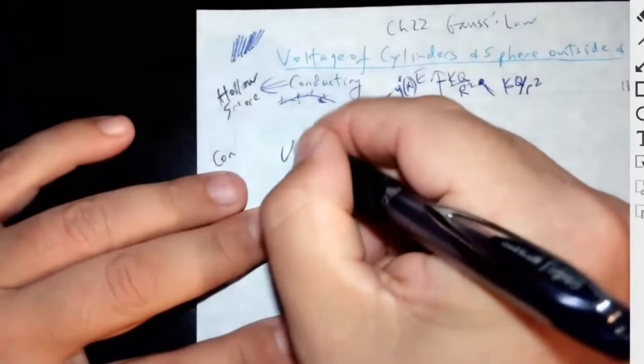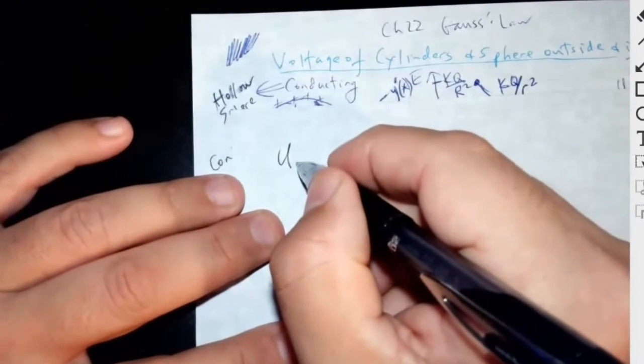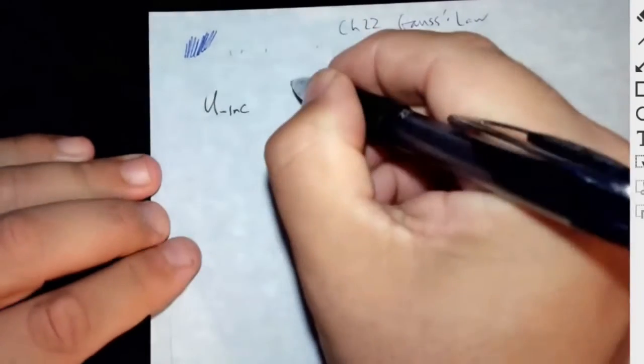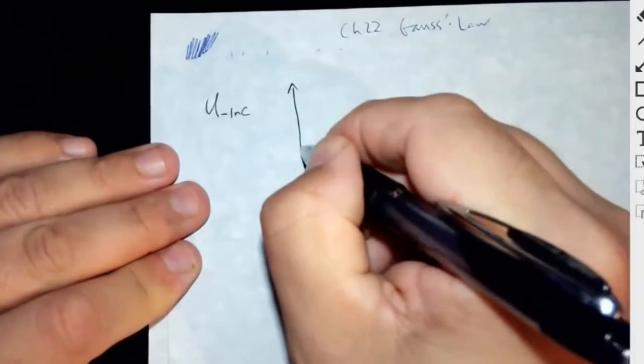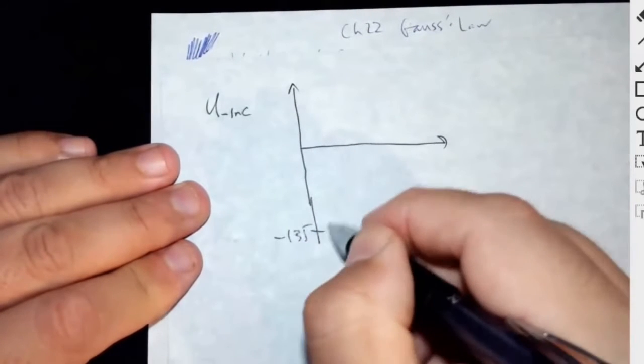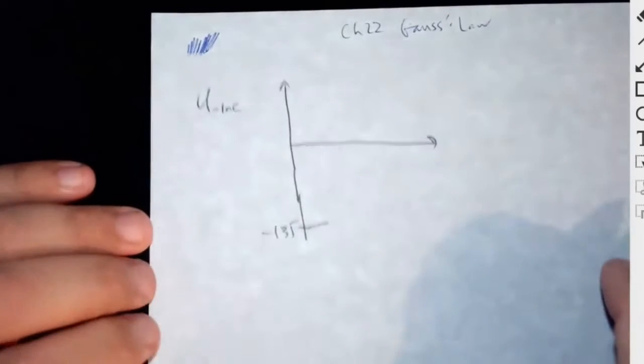So how would I plot that? How would I plot the potential energy of a negative 1 nanocoulomb charge? Then it would invert that graph, right? The graph would look like this, negative 135. Then it would look like this.